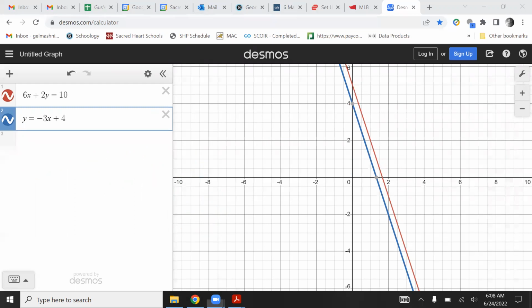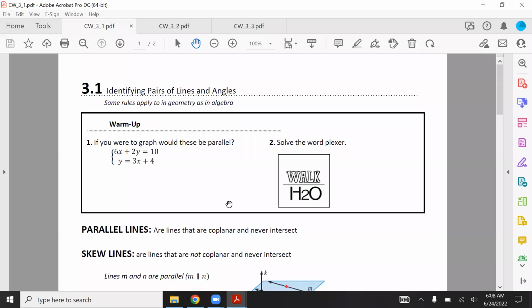But for the warm-up, we didn't have that. Excuse me. I don't know these word plexers. Let's cross it off. I'm not going to do that.